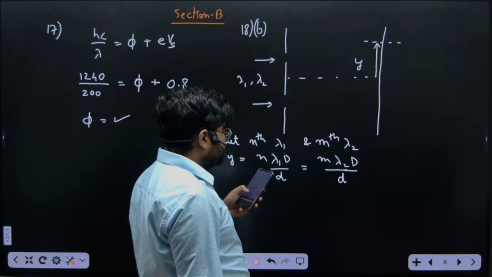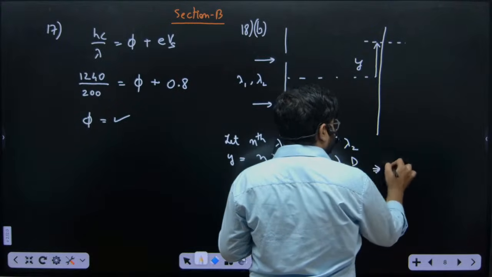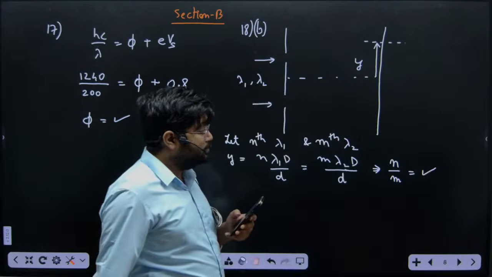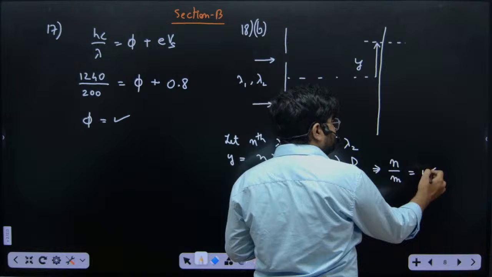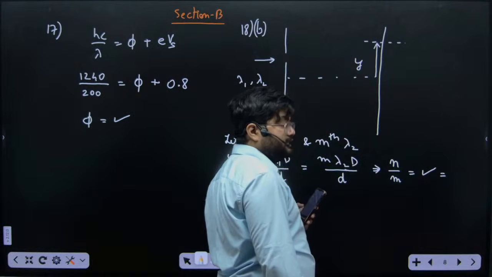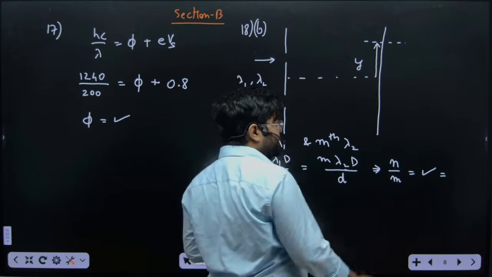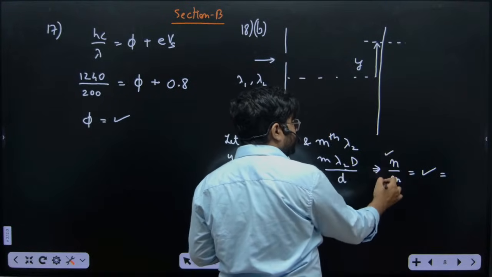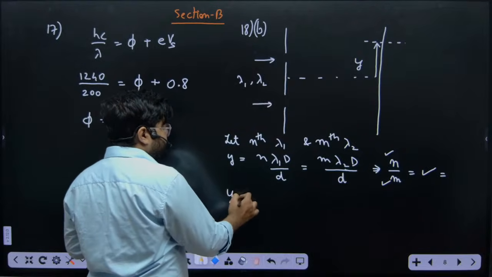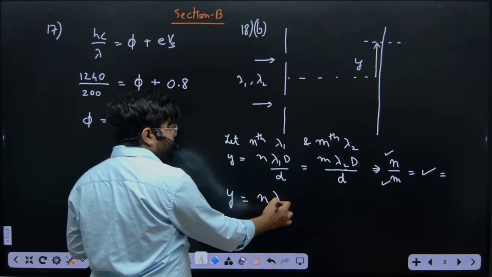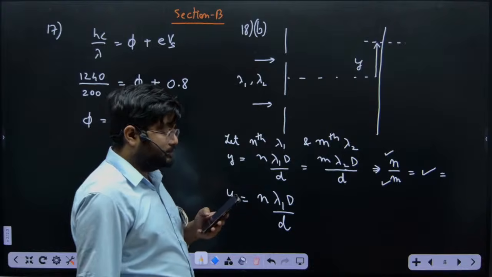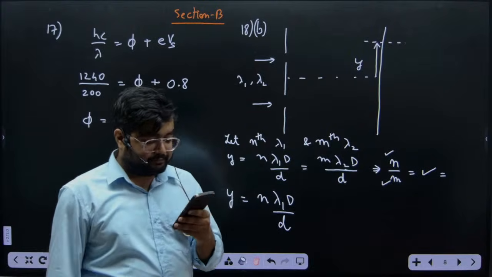Now you just need to solve this. You'll get n by m from here. Reduce the fraction; don't take it in decimal. Reduce the fraction and you get the least integer value of n or m. Once you get this, then y can be easily calculated either by n lambda 1 D by d or m lambda 2 D by d. It's a fairly simple question.